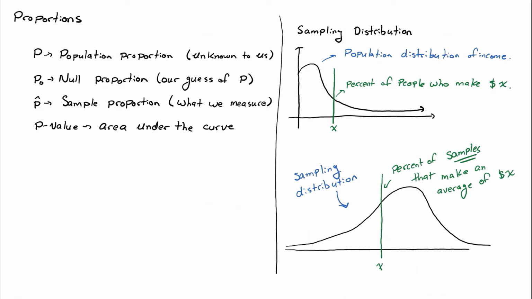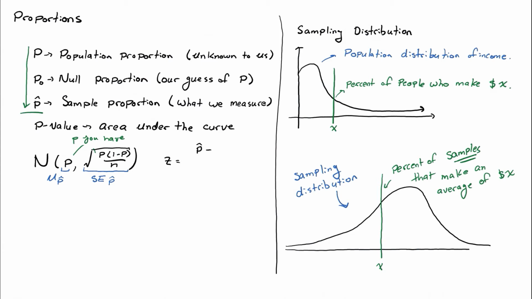For proportions, the sampling distribution is N(p, sqrt(p(1-p)/n)). The p is the mean, and this is the standard error of the sampling distribution. Standard error acts essentially the same as standard deviation. We won't actually have this p, so use one of these p's in order, stopping here. The p-value is different. The z-score is then (p hat minus p0) over the standard error.